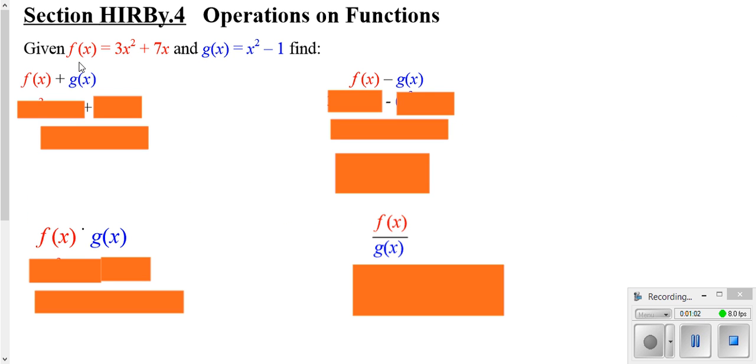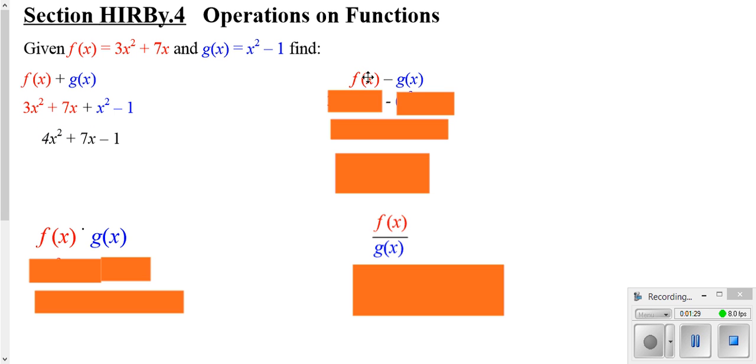Now, these are also functions. We have F here in red, we have G in blue, and we're going to look at doing operations with these functions. In other words, we want to start out by adding these functions together. So we need to take our red F and our blue G and add these together. Well, if we're just adding, all we have to do is combine like terms, and we would get this.